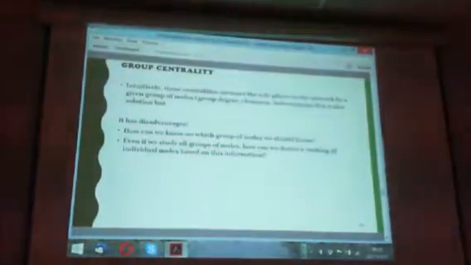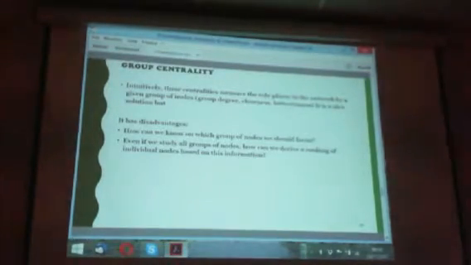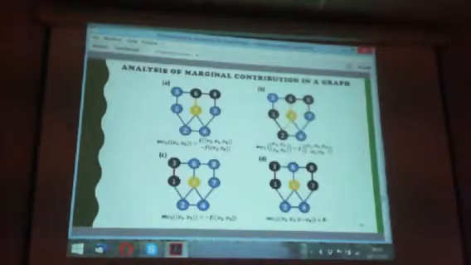And the second problem is, even if we study all group nodes, if it's possible, how can we derive a ranking of individual nodes? I say this is somewhat the same problem. Even if it's possible, how do we derive the ranking of individuals, we will have the same problem.